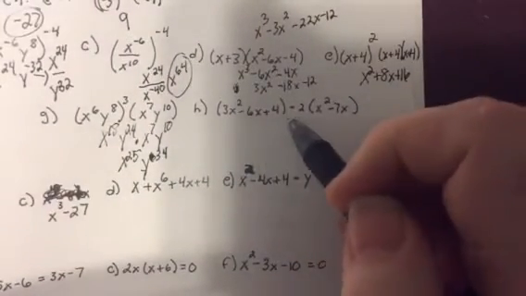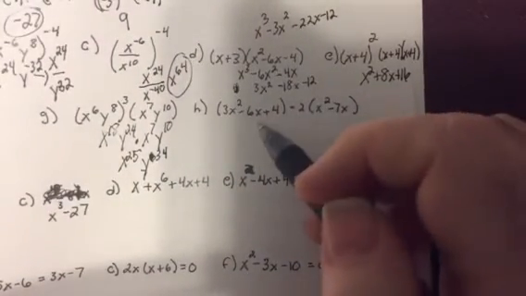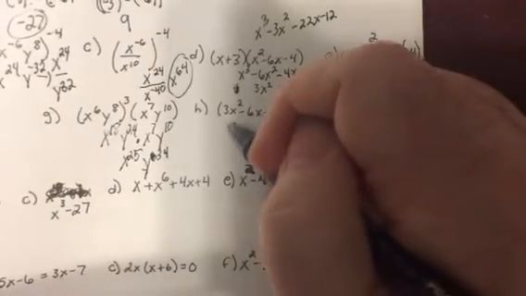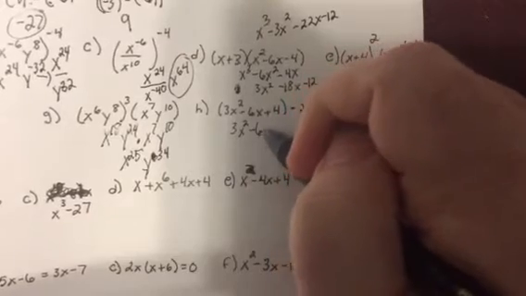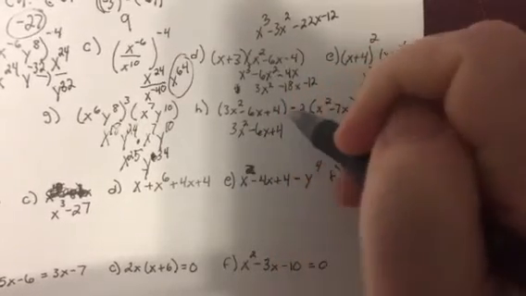Now, a lot of people get this wrong. They try to FOIL somehow, but no. This doesn't have a number showing, so it's 1. So 3x squared minus 6x plus 4.